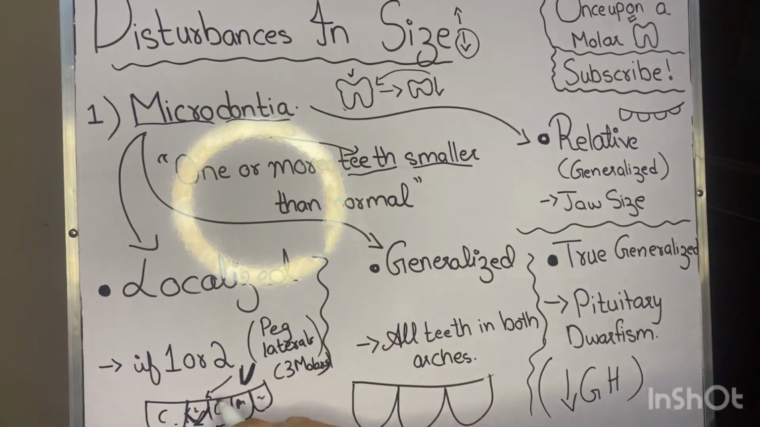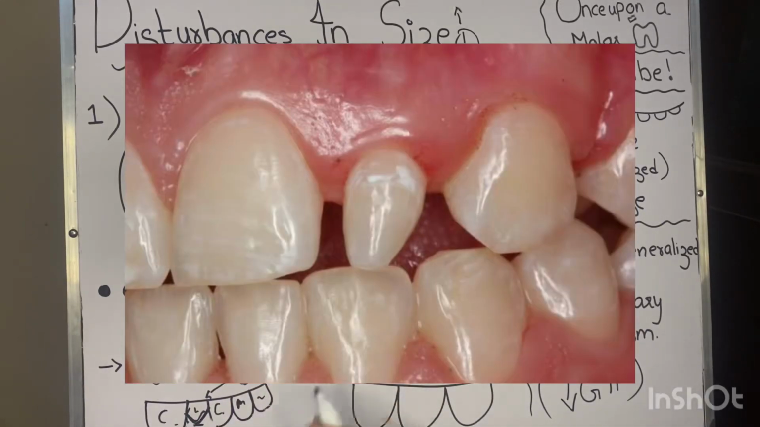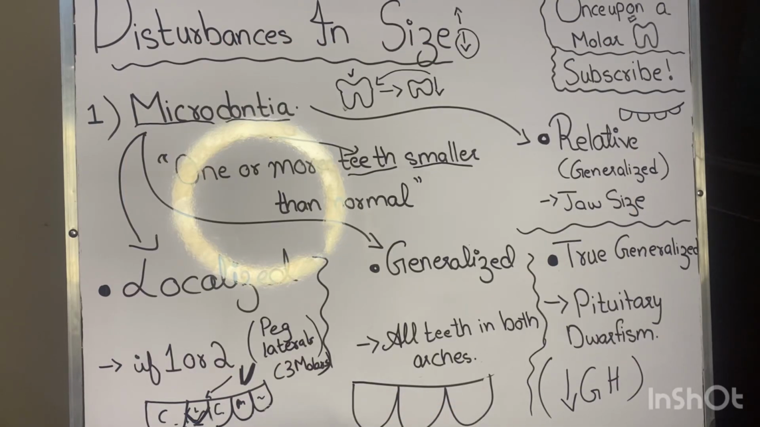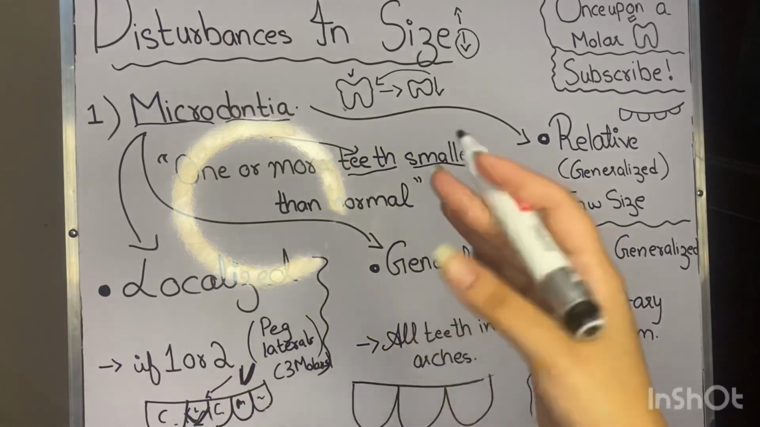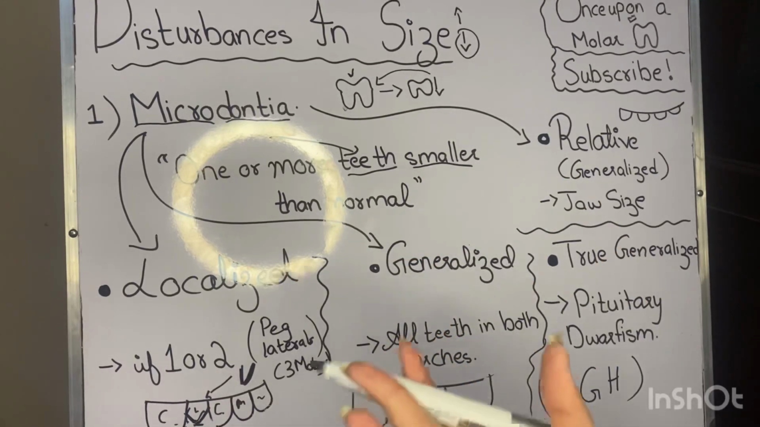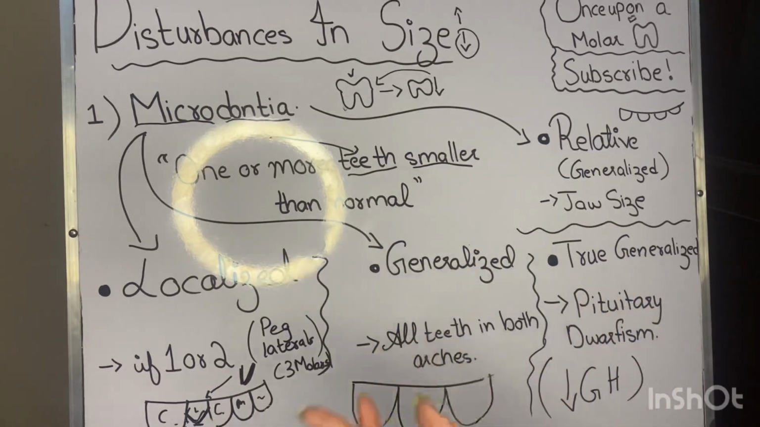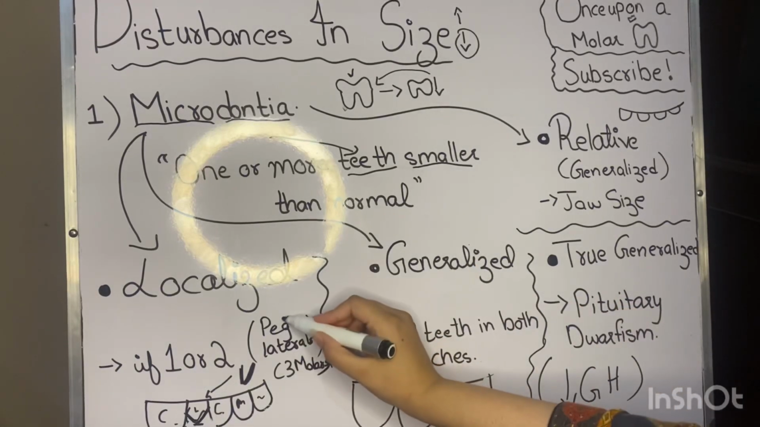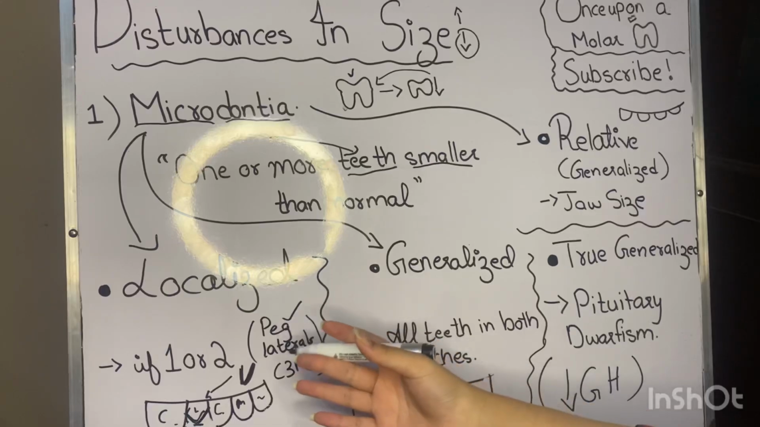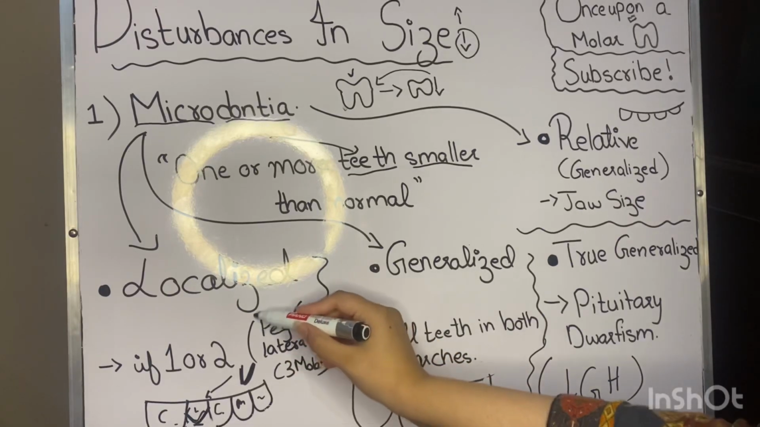That is called a peg lateral, which is a very, very common, very famous tooth. It is one of the most affected teeth when it comes to microdontia. If you ever get an MCQ asking which tooth is most affected by microdontia, if they're asking about the anomaly name, it is called a peg lateral.